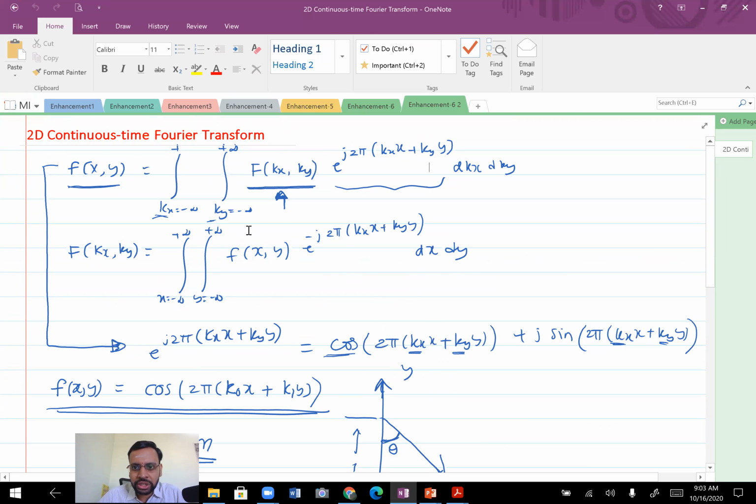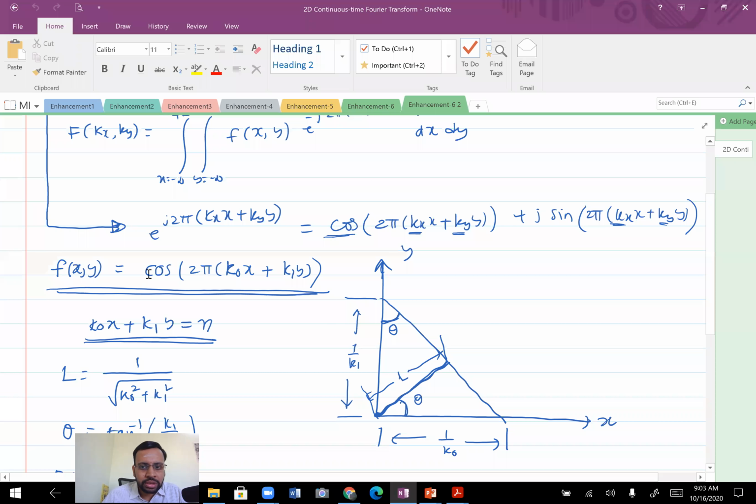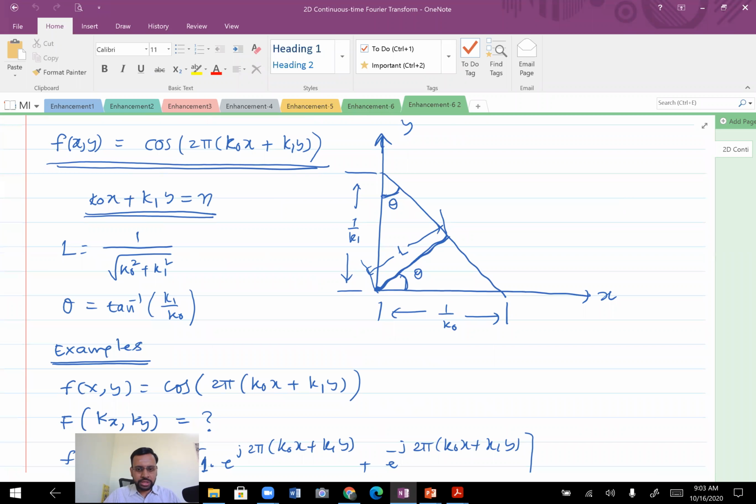So in the last Zoom session, we were discussing the cosine function, right? We were looking into the behavior of this cosine function. What we arrived at in that discussion is that cos 2 pi of (k naught x plus k1 y) will be oriented in a particular direction when both k naught and k1 are non-zero, right? So that's the orientation we figured out.